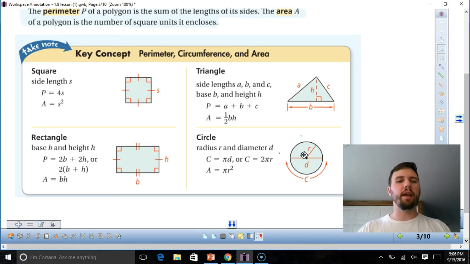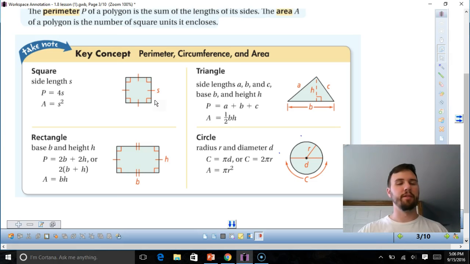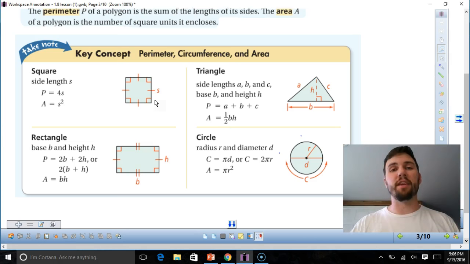So a square has a perimeter of 4 times one side. Because if you think about it, if you're given one side and they're all equal, you're adding up s plus s plus s plus s. You can just go 4s. If you forget that formula, just do s plus s plus s plus s. Now the formula for area of a square is side squared, which is the same as a rectangle, base times height. It's just that your base and height are both equal to s.